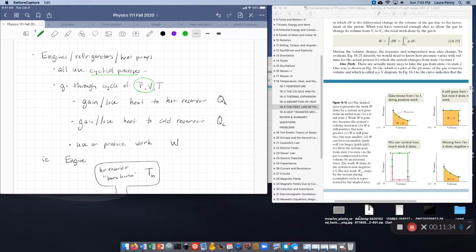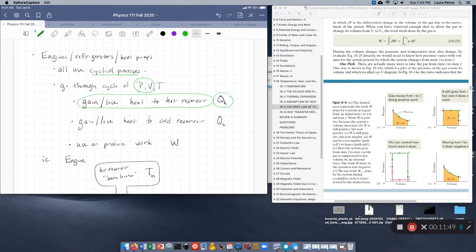It typically, as it goes through this process, will gain and lose heat to a hot reservoir, which we call Q sub H. Q lost to a heat reservoir. Sometimes it's gained from a heat reservoir. Sometimes it's lost to the hot reservoir.